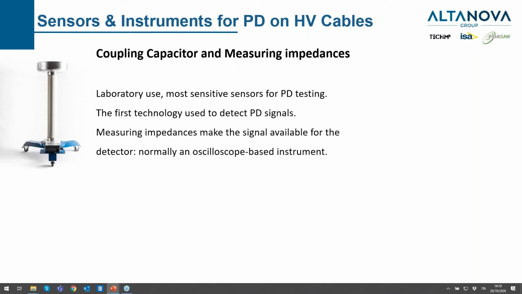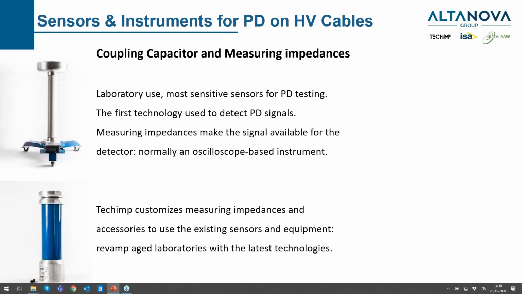The coupling capacitors are mostly used in the laboratory. Those are the most sensitive sensors for partial discharge, and it's the first and most used technology in order to detect the partial discharge signal. The measuring impedance on the bottom of the coupling capacitor makes the signal available for the detector. That is normally an oscilloscope-based instrument. The KIMP has a wide portfolio of measuring impedances and accessories to use with existing sensors and equipment in order to revamp each laboratory with the latest technologies available.